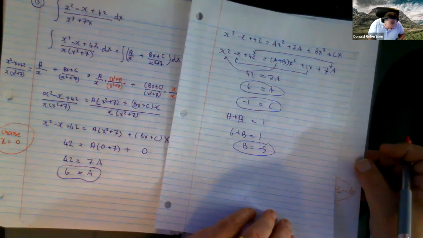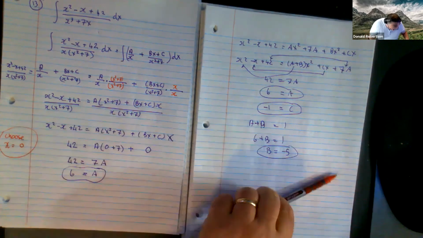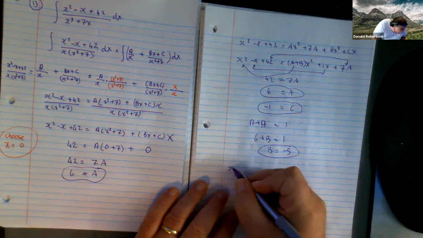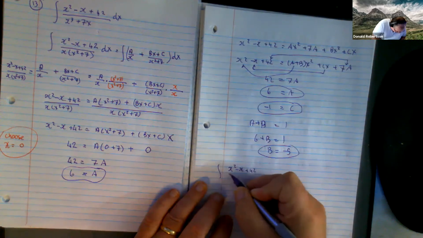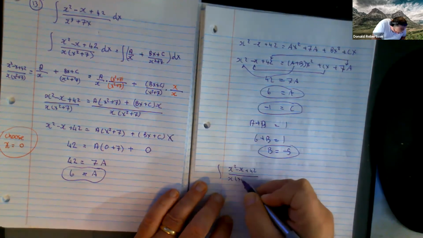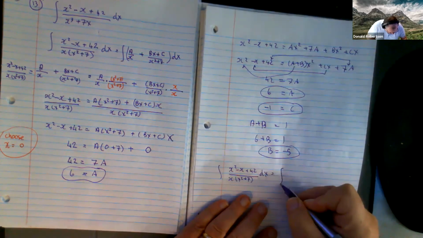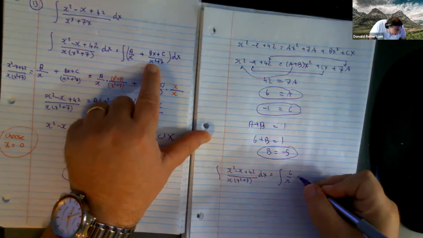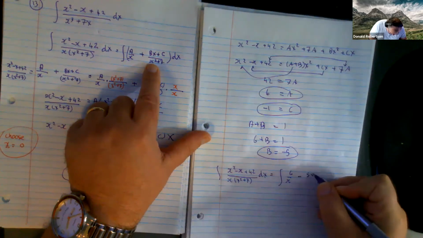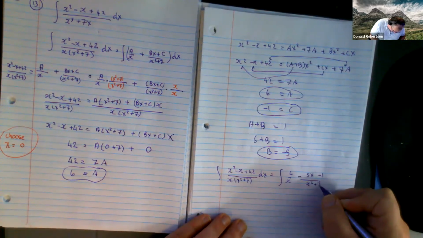God, that was a long question, and I've almost forgotten what the goal was. The goal was to find the partial fractions, and we now have them. The original integral was this guy, and it is equal to a, which is 6 over x, and then you had a b, which is -5x, and a c, which is -1, and it's going to be over x squared plus 7.